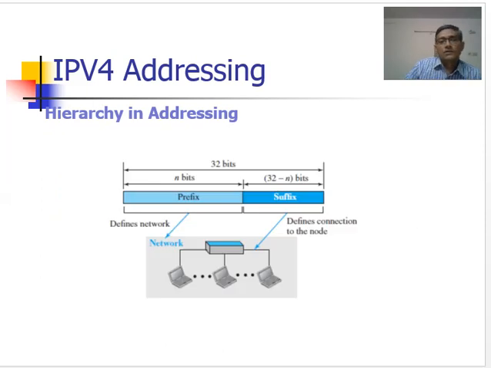Now, coming back to the pictorial representation of this hierarchy in addressing. The IP address is divided across the total available 32 bits. The first n bits we call the prefix, and the remaining 32 minus n bits denote the suffix. The prefix defines the network part, that is, in which particular network a node in the internet resides. The second part, the suffix, identifies the exact node within the network.